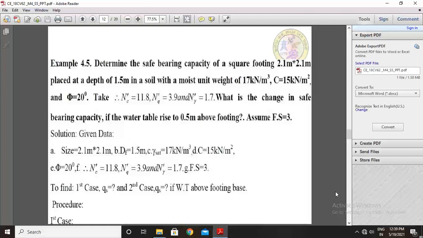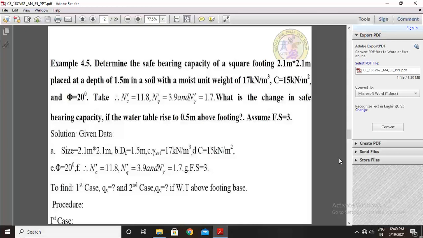Let us see these problems. Determine the safe bearing capacity of a square footing 2.1 meter by 2.1 meter placed at a depth of 1.5 meter in a soil with a moist unit weight of 17 kilonewton per meter cube. C is 15 kilonewton per meter square, phi is 20 degree. Take NC' equal to 11.8, NQ' equal to 3.9 and N gamma' equal to 1.7. What is the change in safe bearing capacity if the water table rises to 0.5 meter above the footing? Assume factor of safety equal to 3.